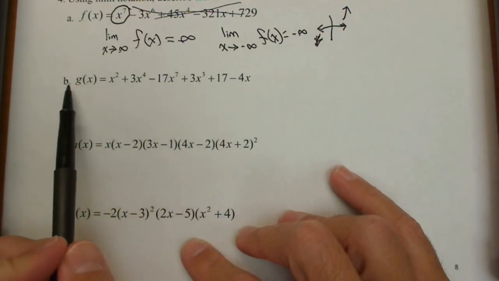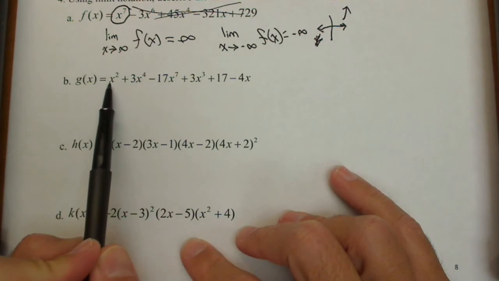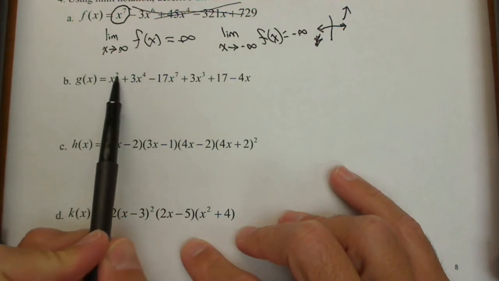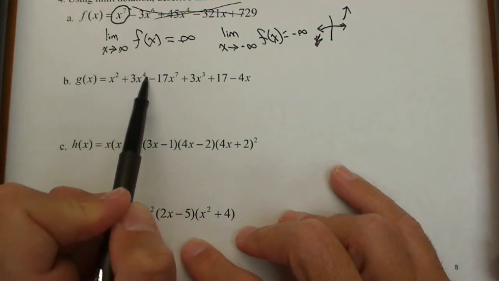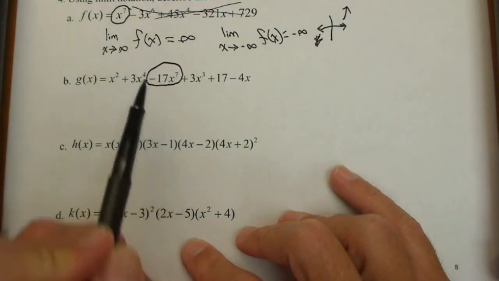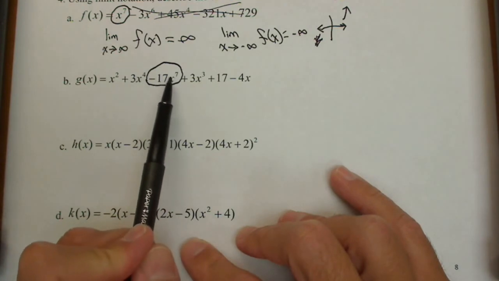So let's go to B. We need to identify the lead term. Now you may think it's x squared because it's out front, but that's not the highest exponent. We look in here, it's actually out of order. Here's our one with the highest exponent. And notice I kind of take the sign with it. So this is going to behave like x to the 7th.